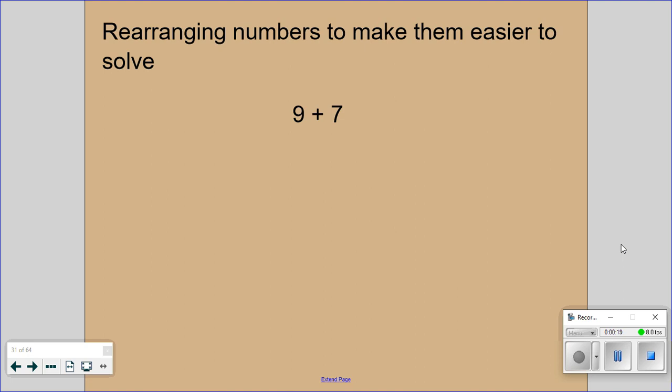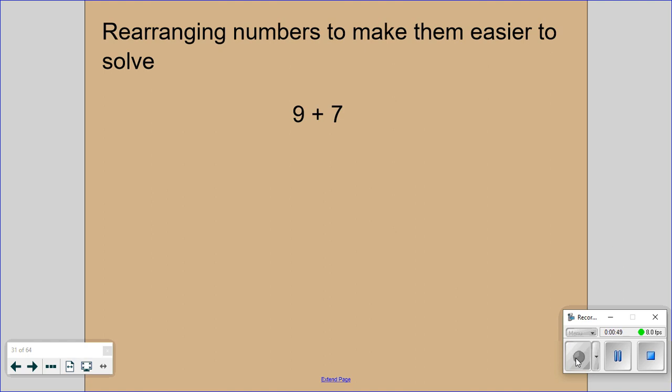At the top of your board, I want you to write 9 plus 7. Now, both on your board, please. Both of these numbers are pretty small, which means you could use counting on. But I want you to see if you can rearrange these numbers to make it an easier problem. I'm going to give you some seconds, see if you can think about that.